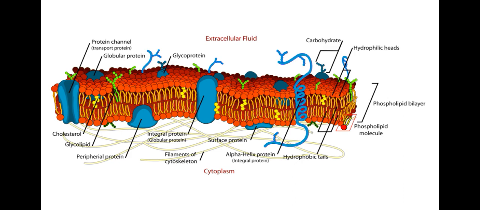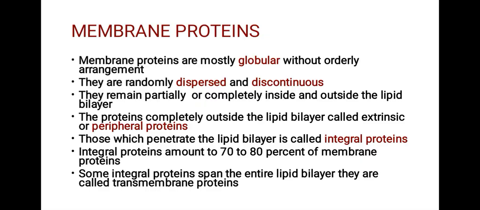Extracellular fluid is there, fluid channel transport protein, globular protein, glycoprotein, carbohydrate, hydrophilic heads and phospholipid bilayer, phospholipid molecule along with hydrophobic tails, alpha helix protein, integral protein, surface protein, filaments of cytoskeleton, integral protein like globular protein, peripheral protein, cholesterol and glycolipid. This is the structure of the membrane.